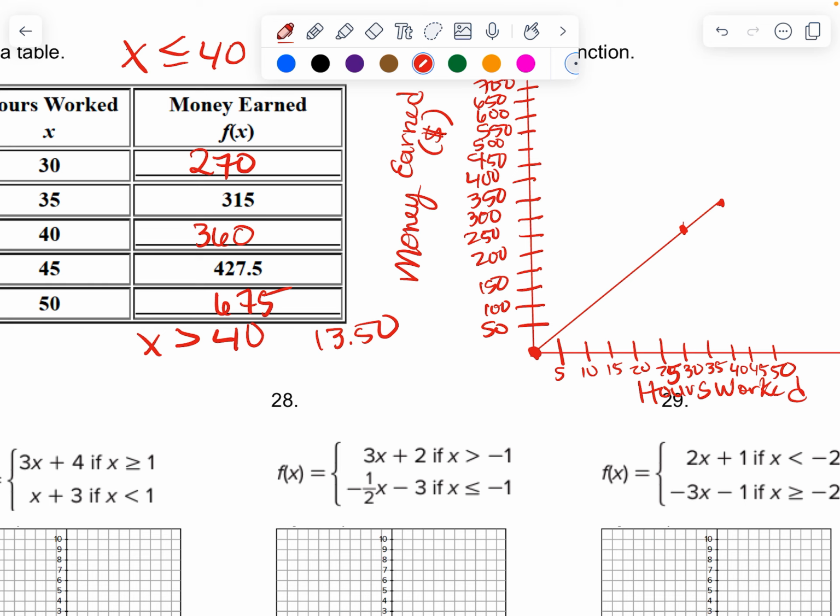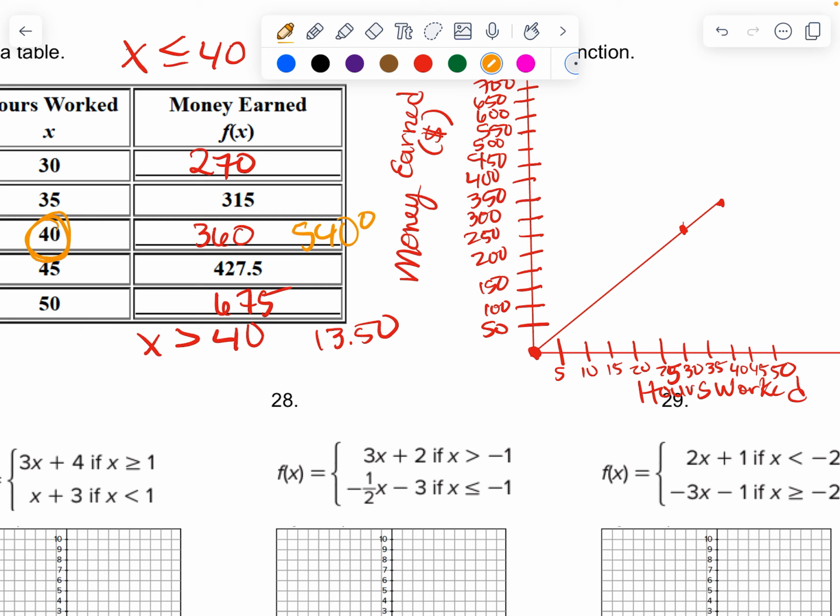now, I didn't talk about this. We need to see, because if he worked 40 hours in 5 minutes, he still gets paid more. So here at 40, I actually need to know how much it would be at $13.50. So let's put in 40. That's $540. Now he's not going to actually make that, so we need an open dot at that.